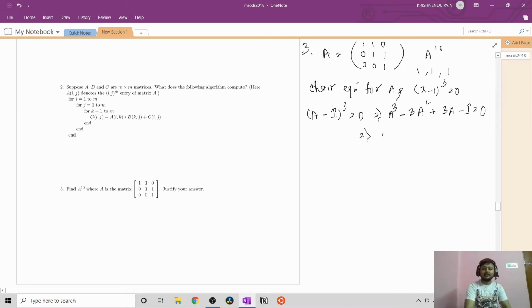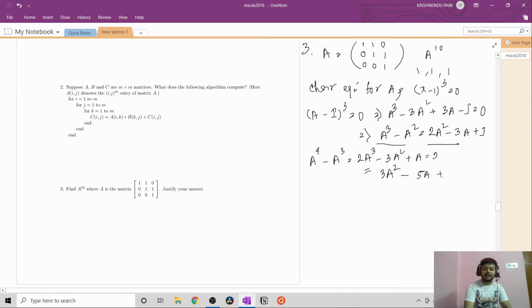Now we can write this as A cube minus A square equal to 2A square minus 3A plus I. Now multiply A to both the sides. So we'll get A to the power 4 minus A cube, which is equal to 2A cube minus 3A square plus A. Now if we put the value of A cube as 3A square minus 3A plus I, we will get 3A square minus 5A plus 2I.